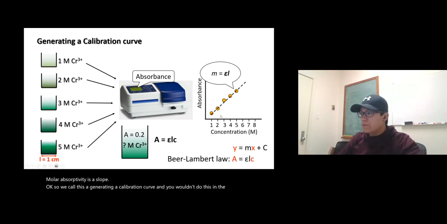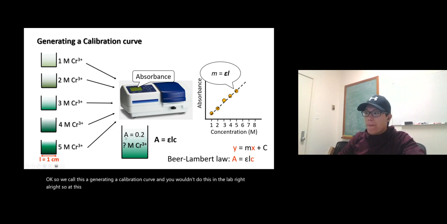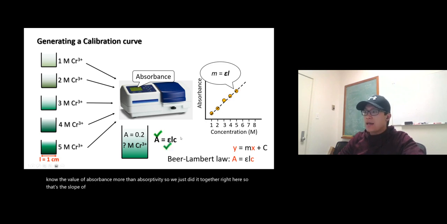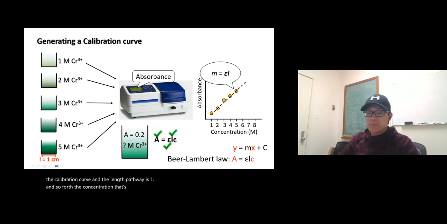All right. So at this point, you know. Now go back to an unknown concentration of chromium sample. Right? We did the absorbance and we find the absorbance, so it's 0.2. So we know the value of absorbance. Molar absorptivity, we just did it together right here. So that's the slope of the calibration curve, and the path length is 1, and so we can get the concentration. That's it. That's pretty much the whole lab. You're going to do something like this.